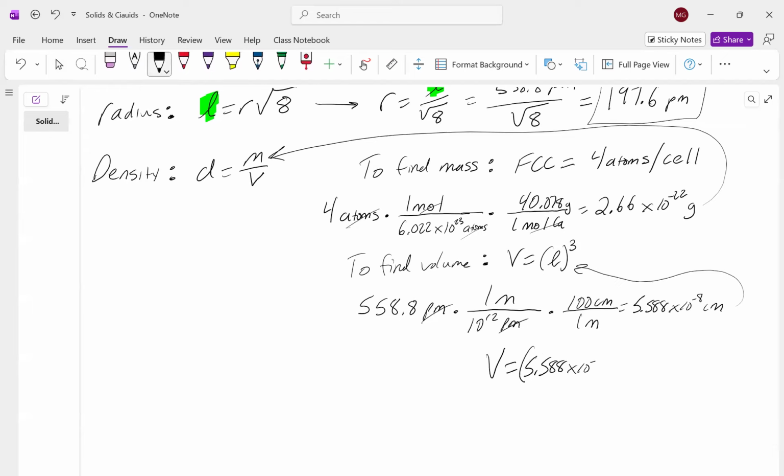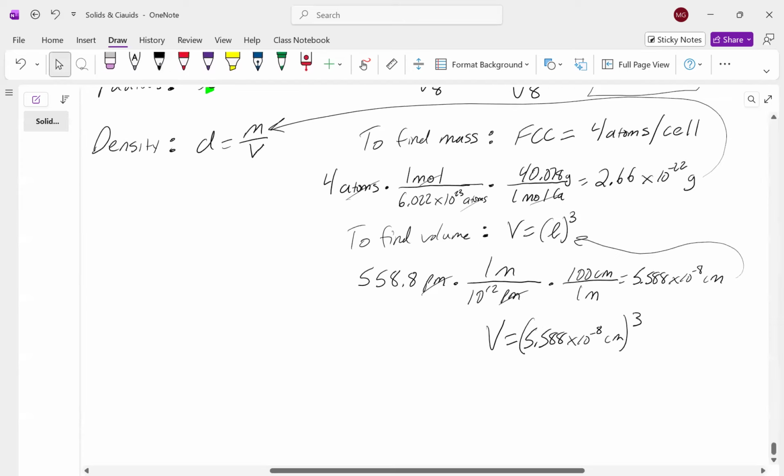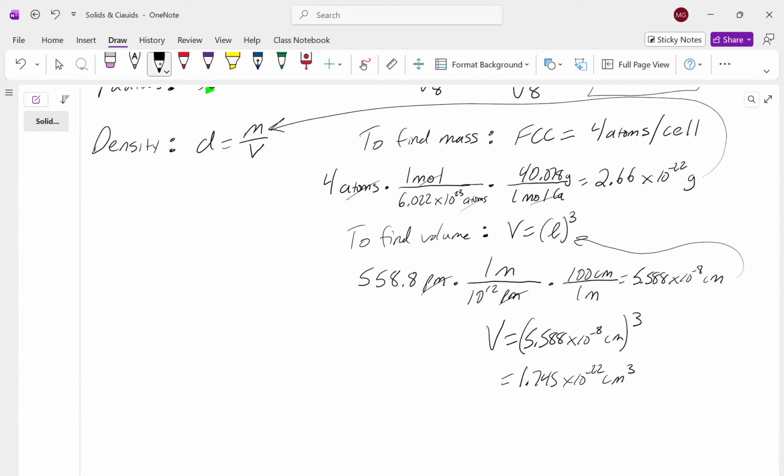5.588 times 10 to the negative 8 centimeters cubed. And that comes out to 1.745 times 10 to the negative 22nd cubic centimeters. Now, again, I want to highlight these are very, very small numbers because we're literally dealing with 4 atoms. Okay, this is a very, very small cube. So now I have my volume, and I can plug that in there.